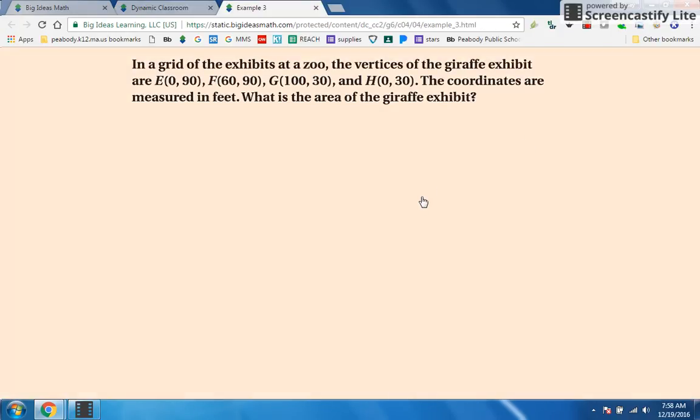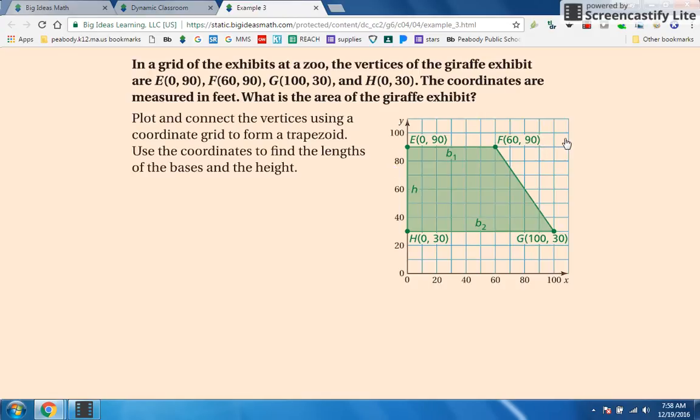This next one, same exact thing, only now they want us to figure out the area. They're giving us all the points to plot. This one's already done for me. All the points are plotted. This time when you connect the dots, you get a trapezoid. So we need to figure out the bases and the height so we can use the trapezoid formula. For the bases, I can just count the squares, or I could subtract the x coordinates. If I subtract the x coordinates, I would do 60 minus 0. Oh, never mind. They're counting by 20s here, so you definitely don't want to count the squares.